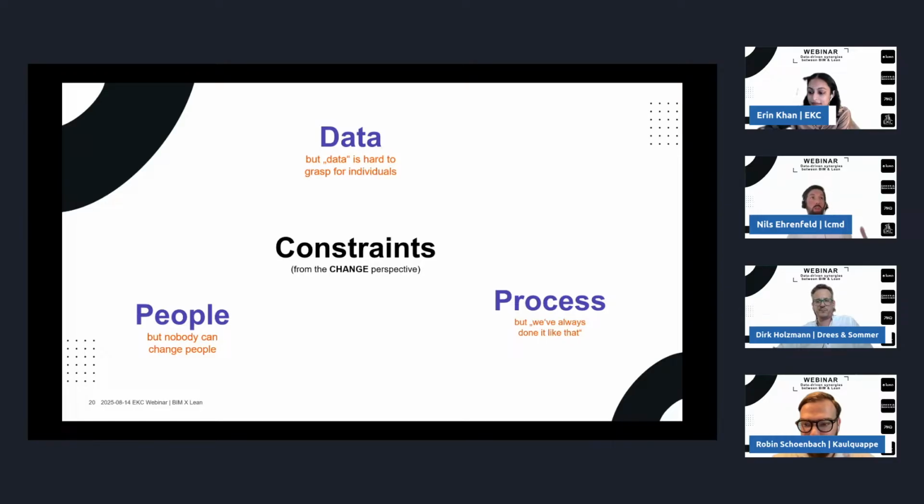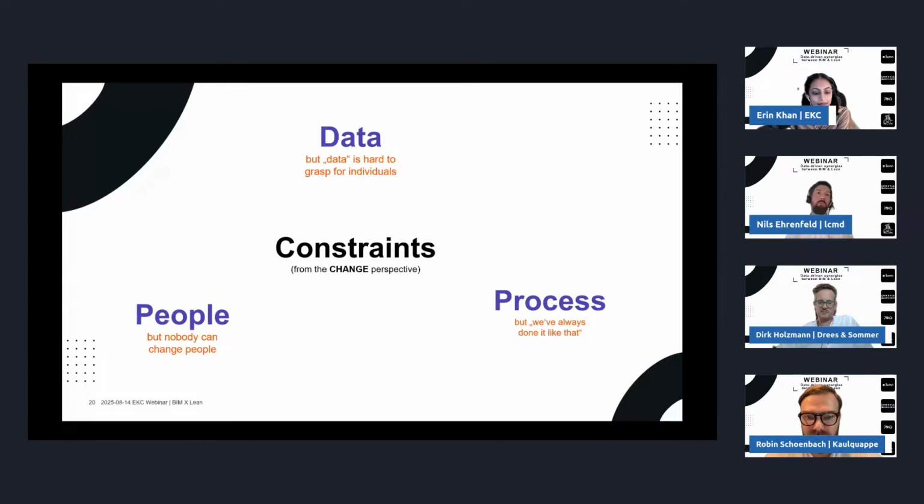And the third constraint when it comes to change, from my experience, is the processes. Basically, processes can be this context where people act. And this is, in my experience, the only thing we can actually change, manageable. And the hardest part here is my favorite quote, we've always done it like that. Why should we change it? It works.